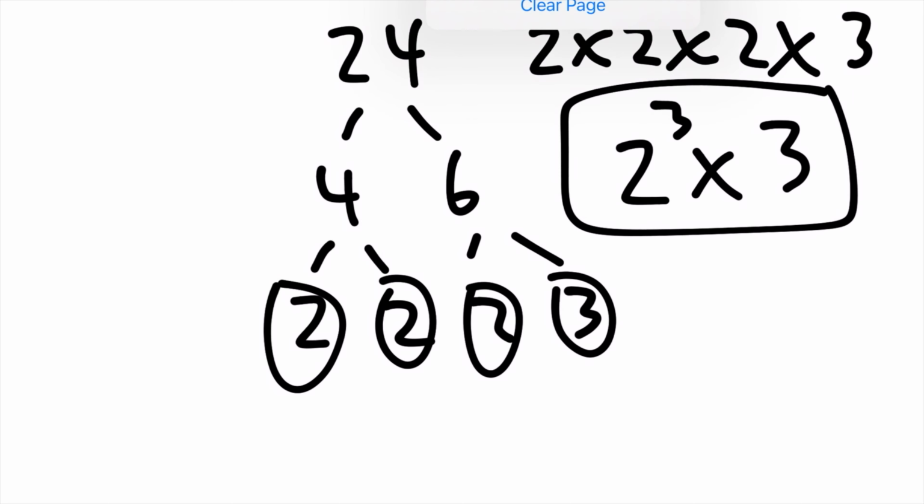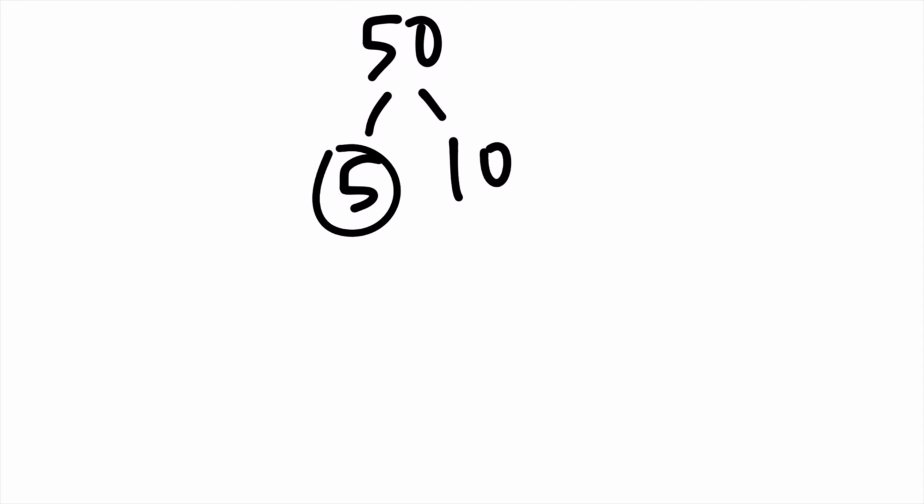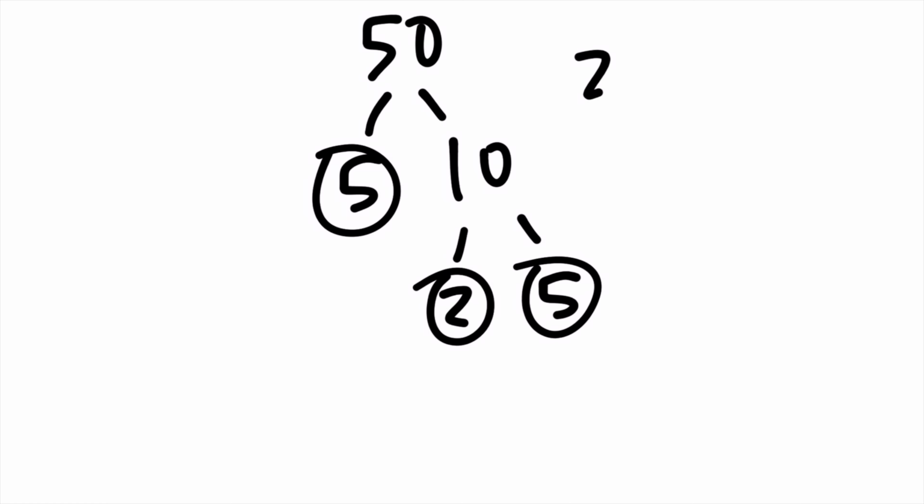Now moving on to 50. The first thing that I notice about 50 is that it ends in 0, so I know that it can be divided by 10, and so I'm going to start with 5 times 10, and I'm going to circle the 5 because it's prime. Now I'm going to break down 10 as 2 times 5, and I'm going to write 2 times 5 times 5.